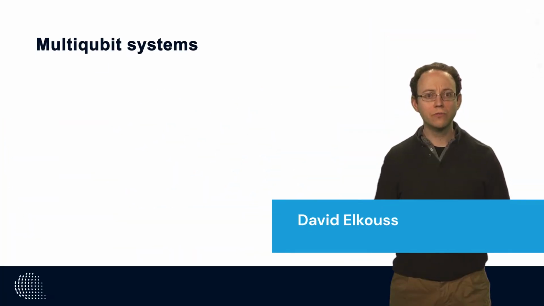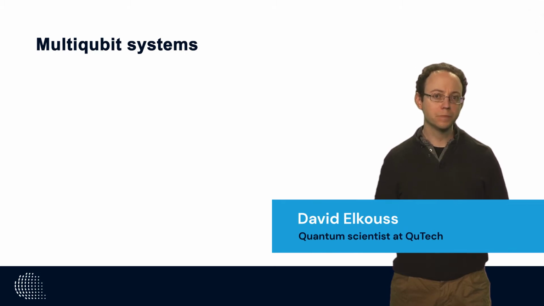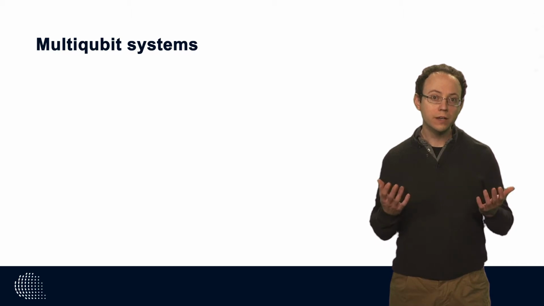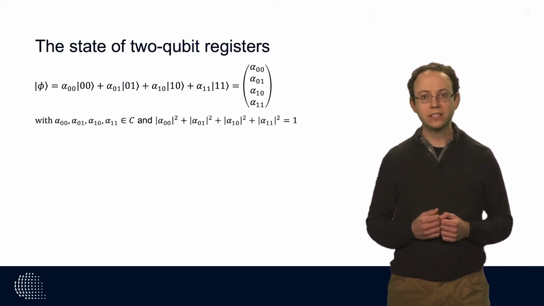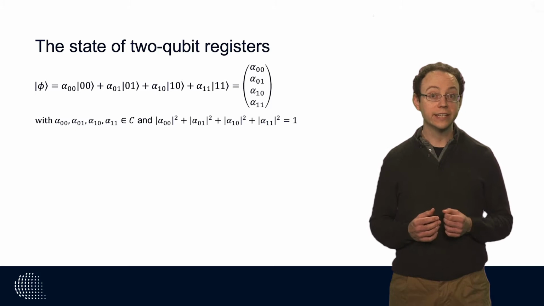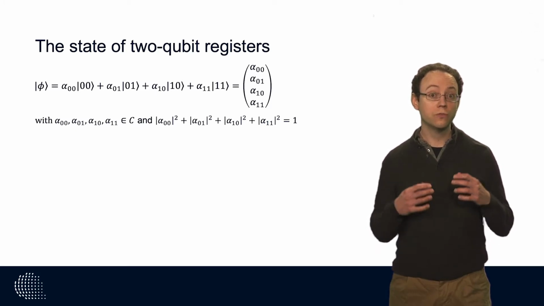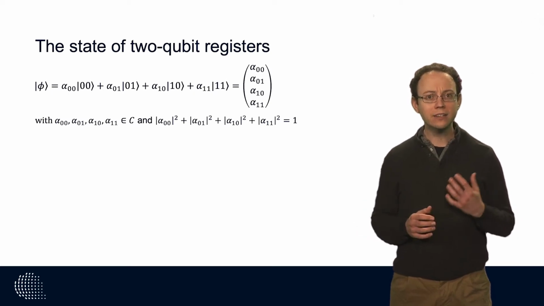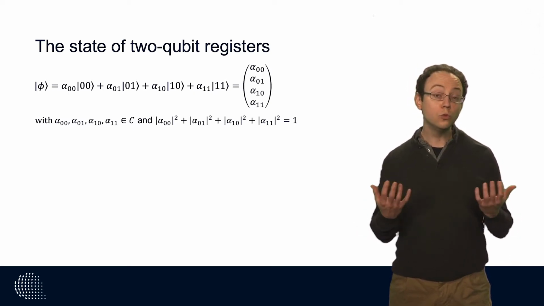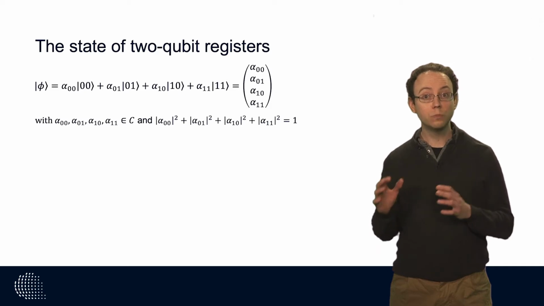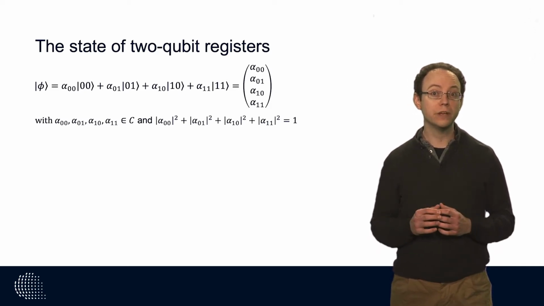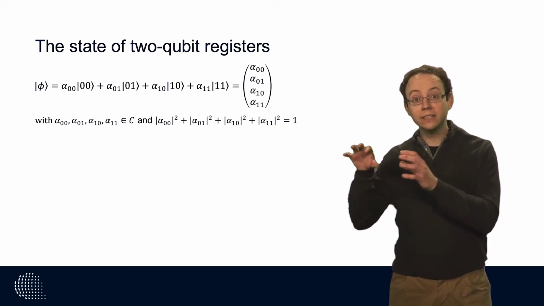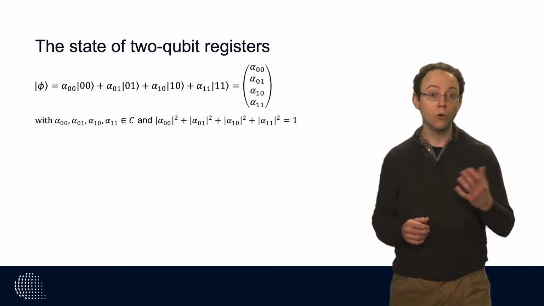Suppose that we have a 2-qubit register. How can we describe its joint state? Well, in the same way that the state of a qubit register is in a superposition of the two levels of the system, 0 and 1, it turns out that the state of 2-qubit registers is a superposition of all possible combinations of the first qubit register being 0 or 1 and the second register being 0 or 1.